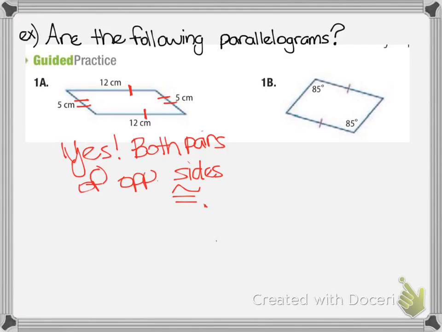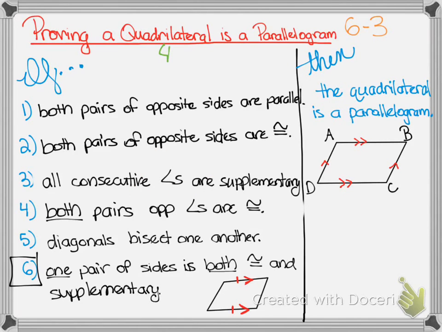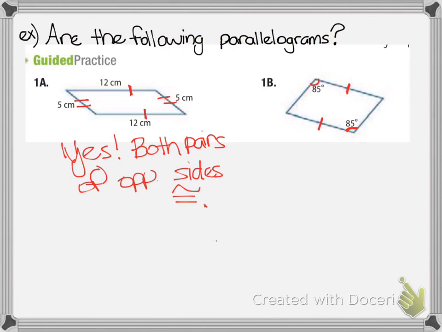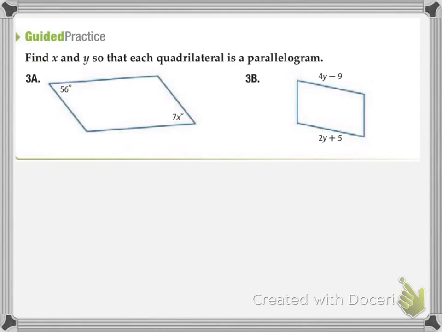For the next one here, let's see. I've got one pair of congruent sides, and I've got one pair of opposite angles that are congruent. Let's see if that was one of our 6 ways. So I need that both pairs of opposite sides are congruent. I don't have that, so I can't use that one. I also need that both pairs of opposite angles are congruent. So I don't have either one of those things, so no, I cannot say that that is a parallelogram. All right, let's move on and look at the next one.